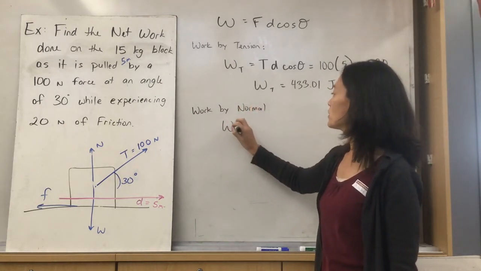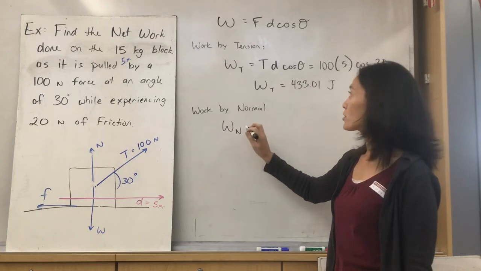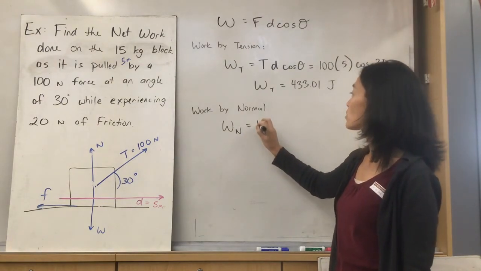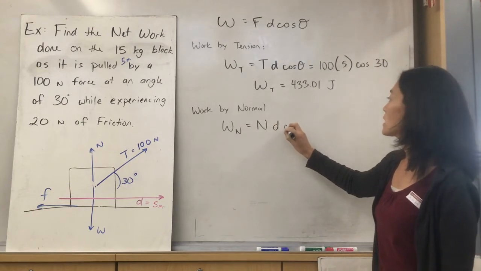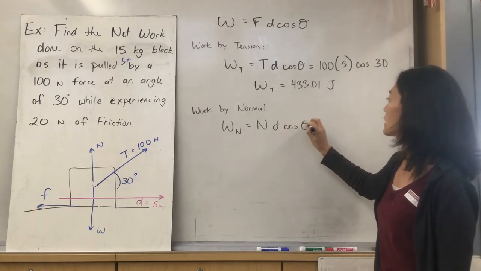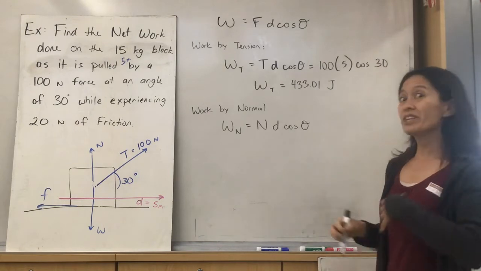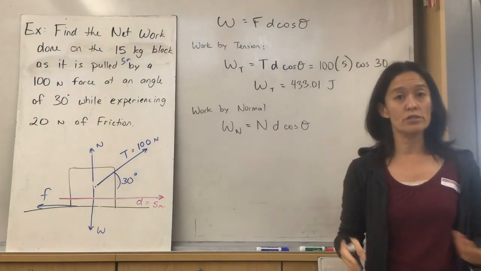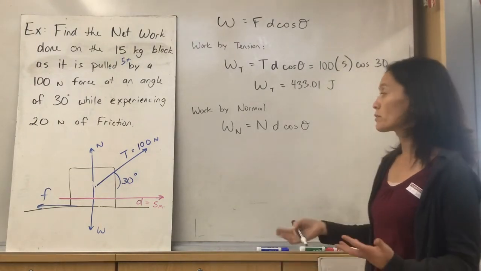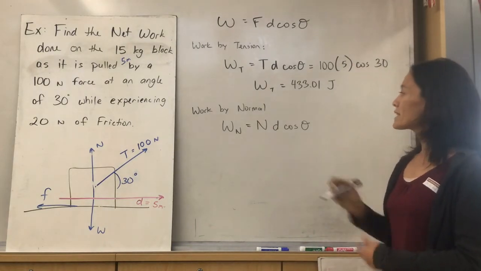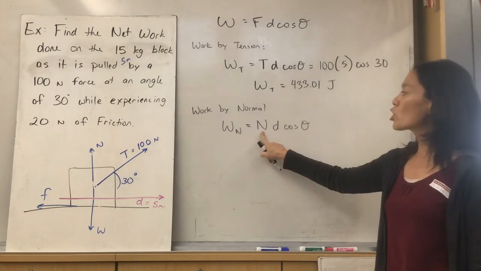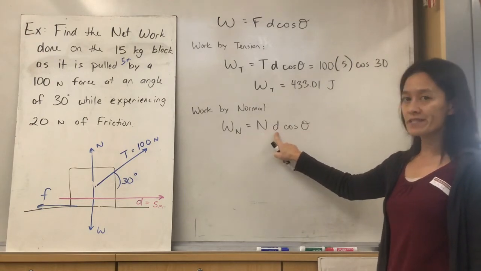So this would be Wn, the work done by the normal force, would be equal to the normal force times the distance traveled times cosine of theta. So you'd actually have to go through and calculate out what the normal force is, and you could do that because you know forces. You could do the sum of the forces, but there's a little trick I want you to think about. What's the angle between the normal force and the distance it travels?